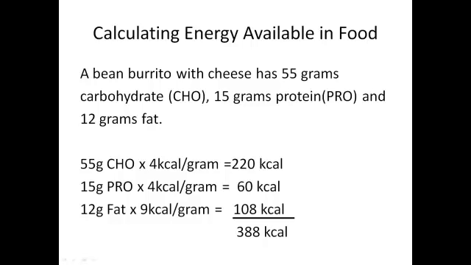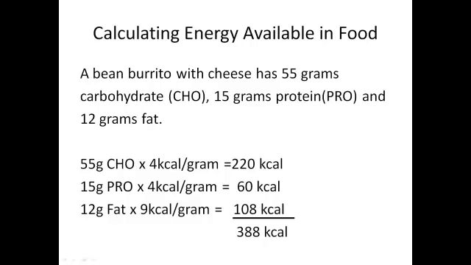The example I use is a bean burrito with cheese. The bean burrito has 55 grams of carbohydrate, 15 grams of protein, and 12 grams of fat. So how many calories are in the bean burrito?